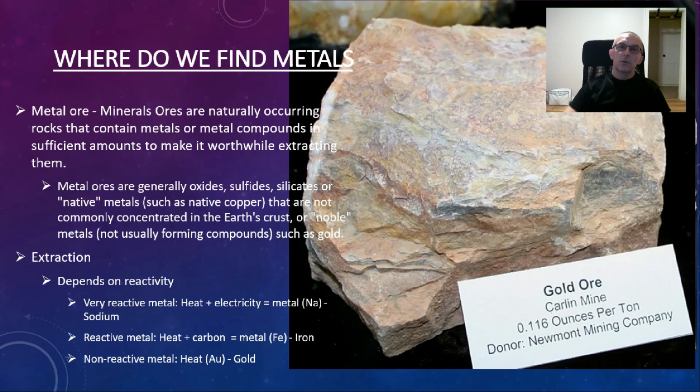This is another type of gold ore. As we can see, this is reddish brown. This comes from the Carlin mine, and they mention gold ore. Here they tell you the amount of gold they could extract from this. So this is 0.116 ounces. It's just a little over 1/10 of an ounce, and you need a ton, which is 1,000 pounds, in order to get 1/10 of an ounce of gold out of it.